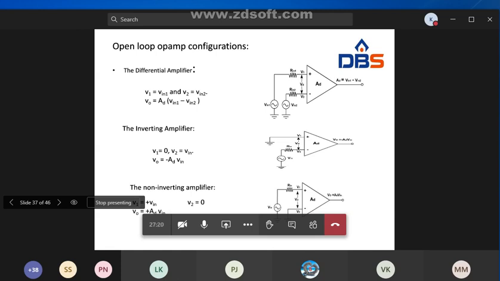So in the inverting amplifier, the output is minus AD into Vin. Here this minus sign indicates that it is inverting, right?